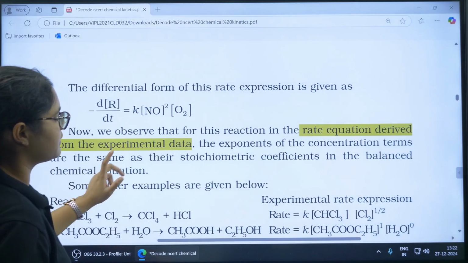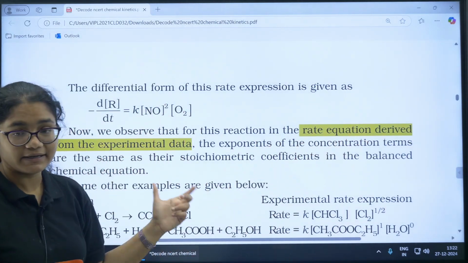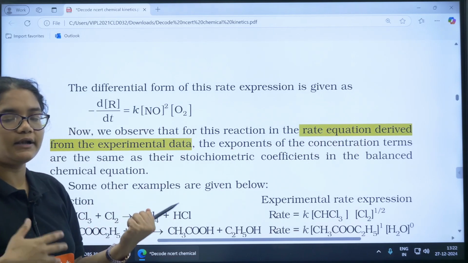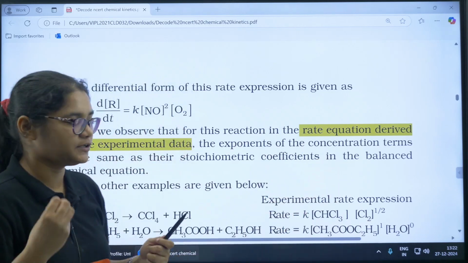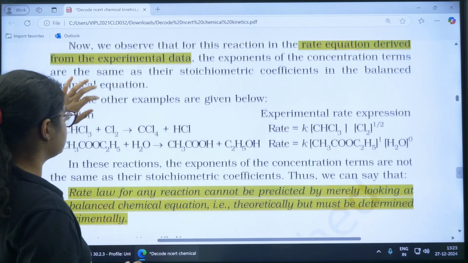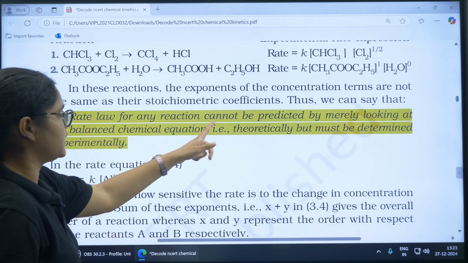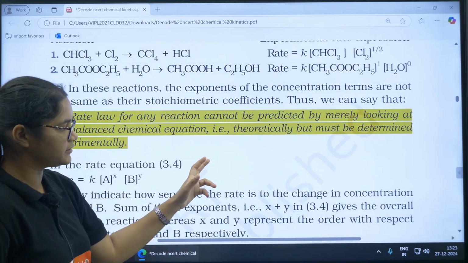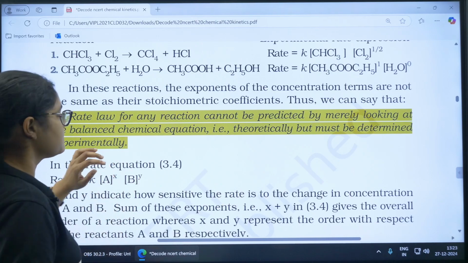Here one very important thing: the rate equation is derived from the experimental data. The question can be asked whether it is theoretical, experimental, or both. So always remember that the rate equation, or the rate expression, is always derived experimentally. This is important. The rate law for any reaction cannot be predicted by merely looking at the balanced chemical reaction, that is, theoretically, but must be determined experimentally.